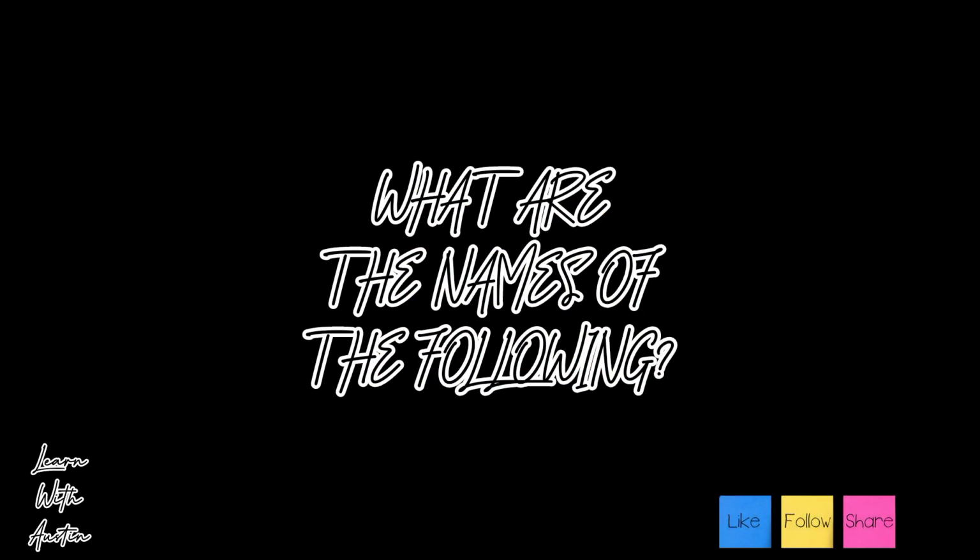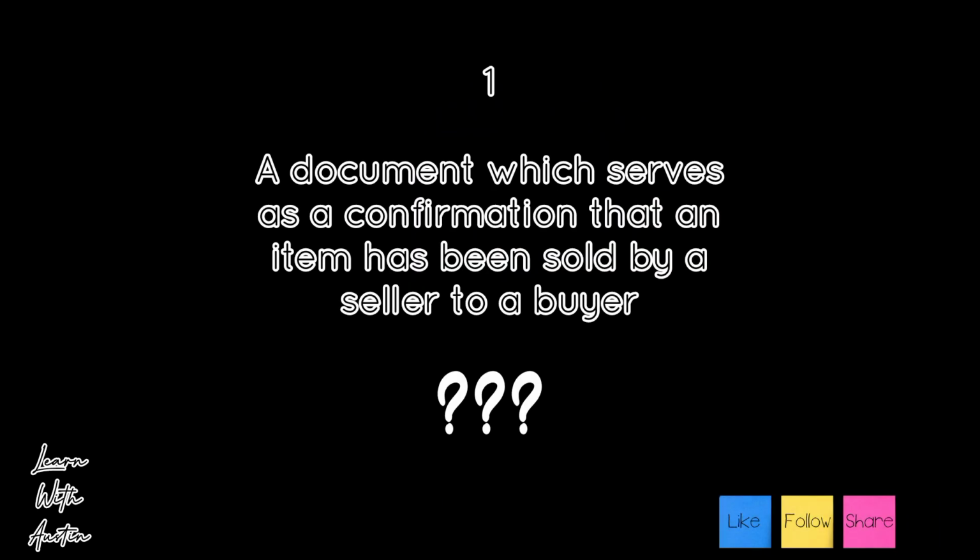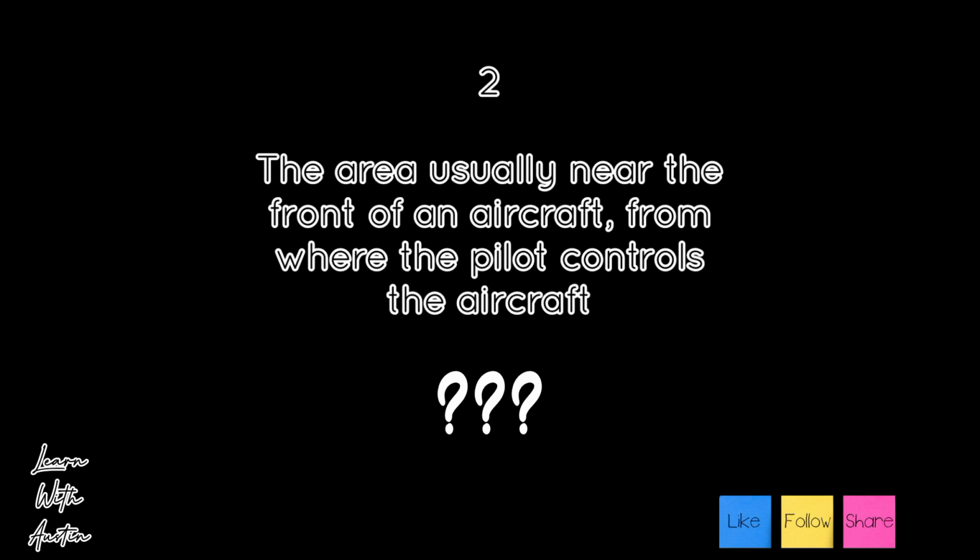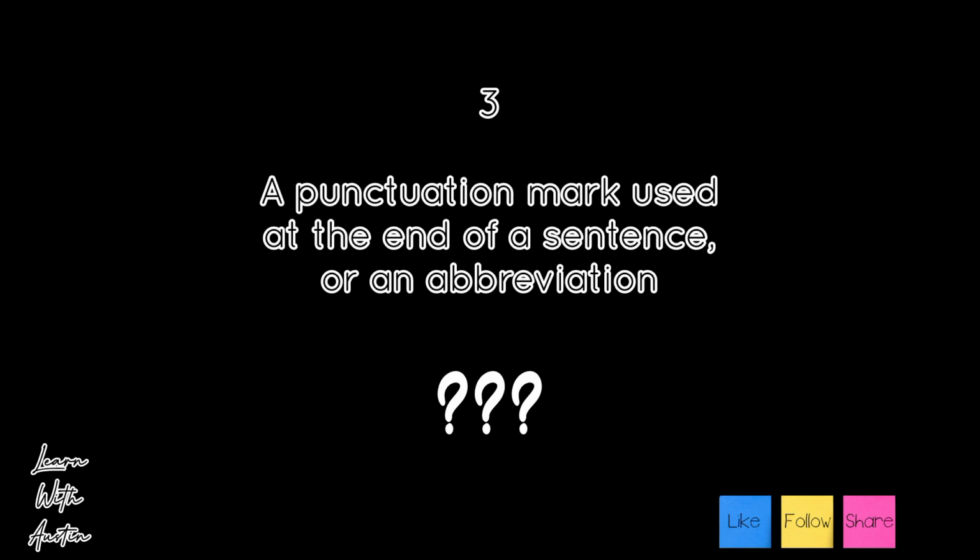What are the names of the following? 1. A document which serves as a confirmation that an item has been sold by a seller to a buyer. 2. The area usually near the front of an aircraft from where the pilot controls the aircraft. 3. A punctuation mark used at the end of a sentence or an abbreviation.